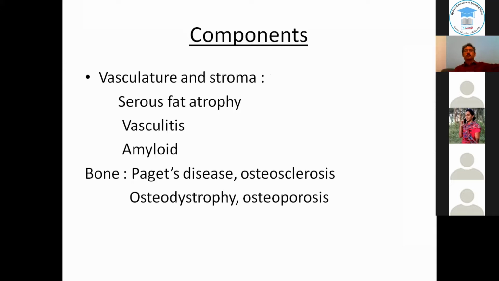The components of this are the vasculature and the stroma, and that's important because conditions such as serous fat atrophy, vasculitis, amyloidosis are things that you will diagnose only if you pay attention to the stroma, and you will miss them if you look only at the hematopoietic tissue. If you don't look at the bony trabeculae, you would miss a potential diagnosis of Paget's disease or an osteosclerosis, even an osteodystrophy or osteoporosis. And some of these conditions we have seen and made in bone marrow biopsies, and they were unsuspected.